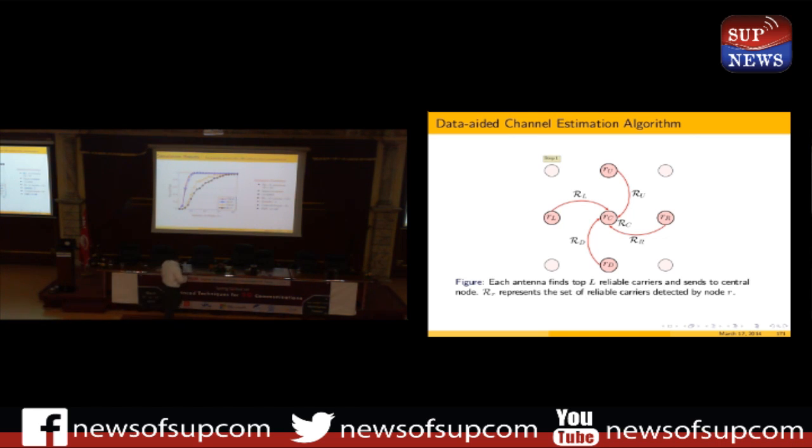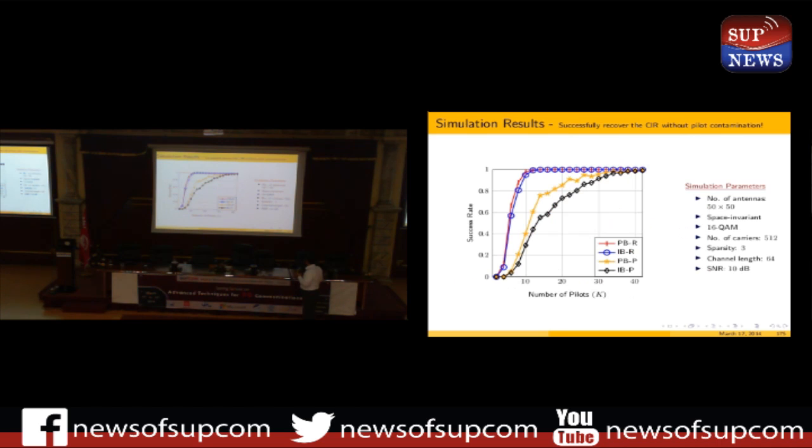And you can see the success rate. This is the success rate, meaning the percentage of reliable data I'm getting versus the number of pilots. Sorry, this is the success rate of identifying the correct locations of the taps, okay? This is if I use only pilots. This is if I use pilots and data. And as you can see, the success rate is much higher.